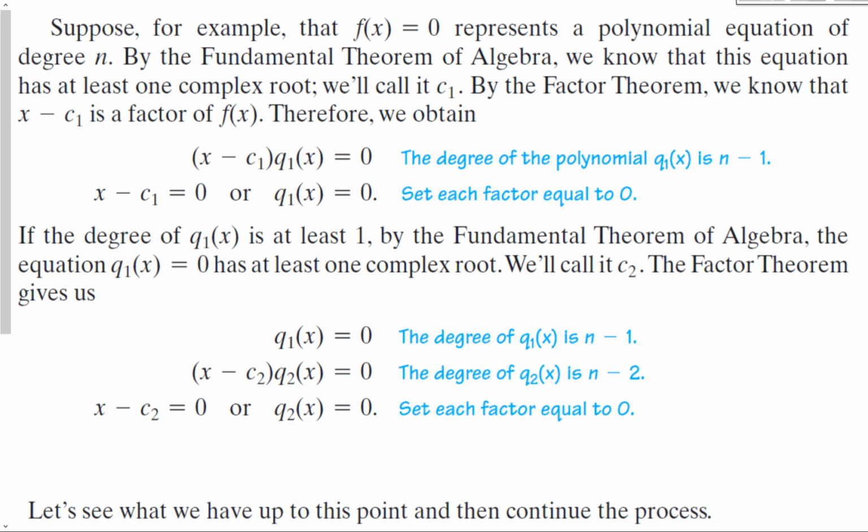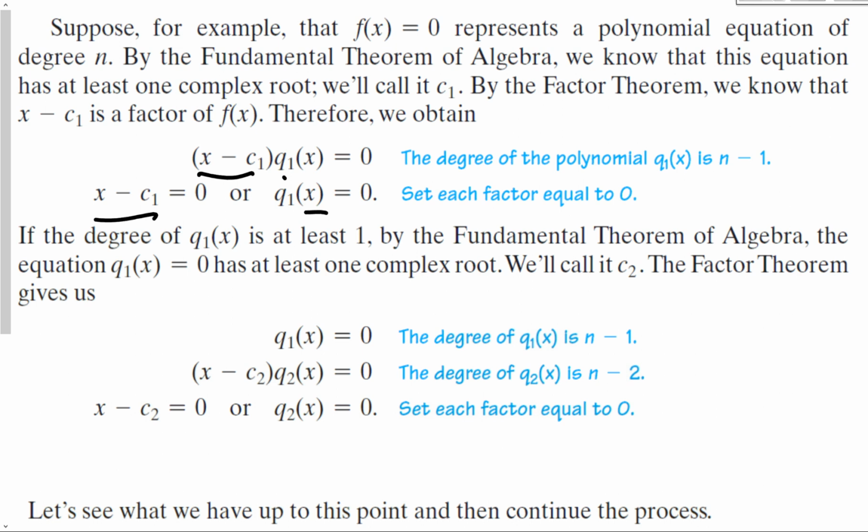Suppose, for example, that f of x equals 0 represents a polynomial equation of degree n. By the fundamental theorem of algebra, we know this equation has at least one complex root. Call it C1. By the factor theorem, we know that x minus C1 is a factor. Therefore, we can take this factor, multiply by the quotient, and it's going to be equal to 0. That means that x minus C1 is equal to 0, or the quotient q1 of x is equal to 0.